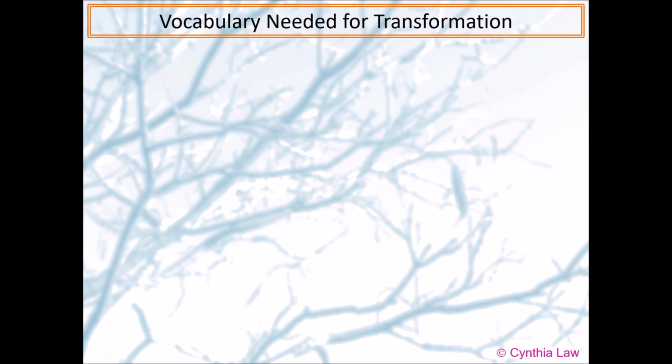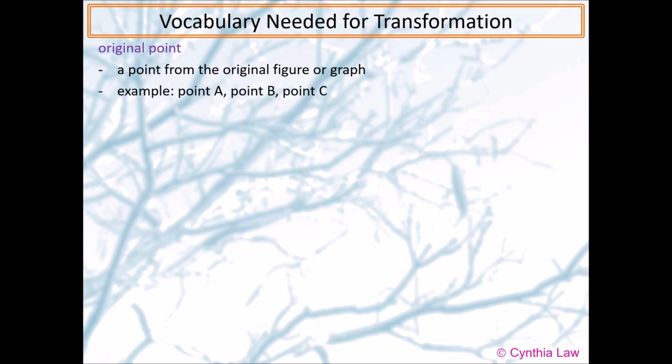Vocabulary needed for transformation. Original point is a point from the original figure or graph. So in our previous examples, we can get original points from the picture of the cat. We call these points point A, point B, point C from the original picture.